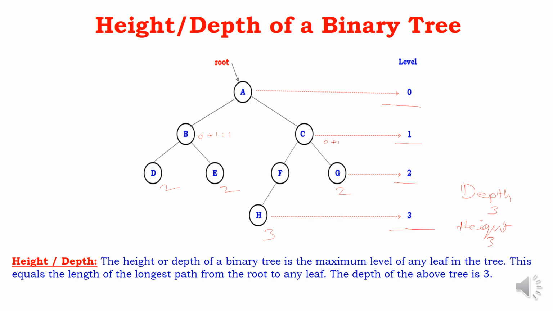So the largest, or the maximum, level of any leaf node is considered as the depth of a binary tree or the height of a binary tree. In this example, the depth is 3 or height is 3, because among these 4 leaf nodes we have identified the level of each. The largest level is its depth. H has 3, and 3 is the largest value among the levels of the 4 nodes. So 3 is the depth, or the height, of the binary tree.